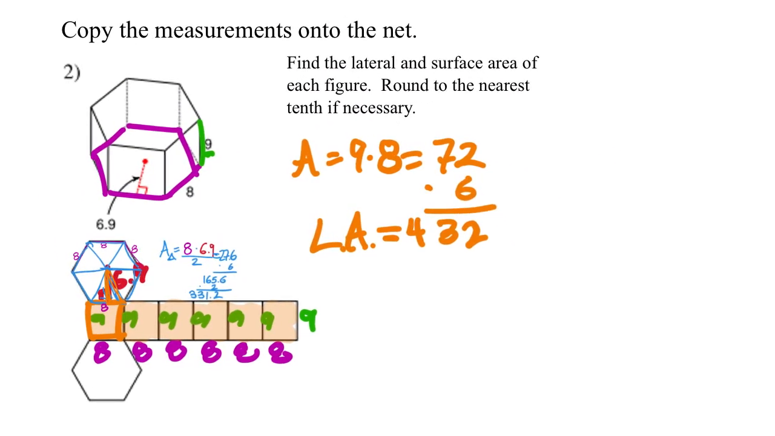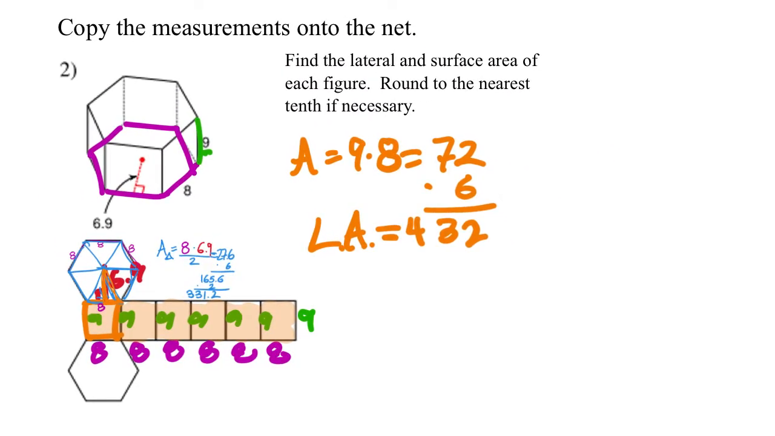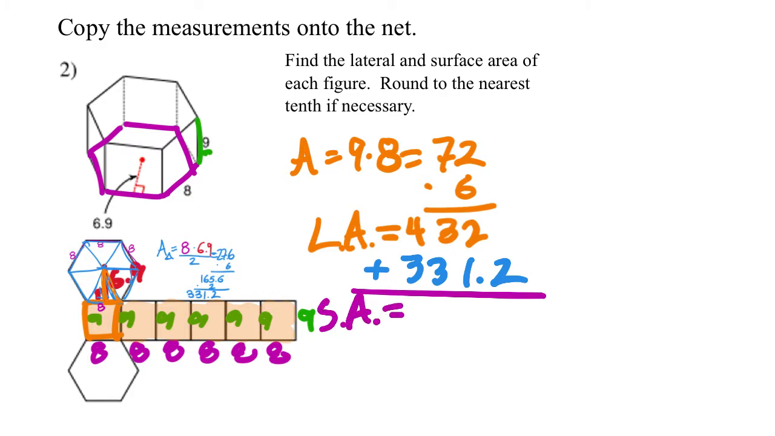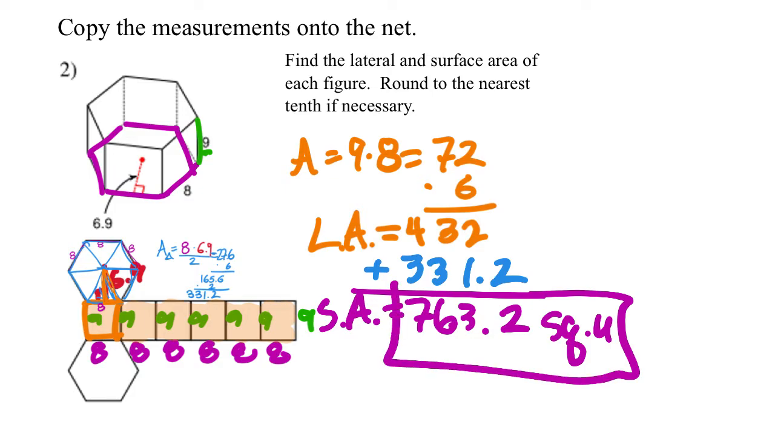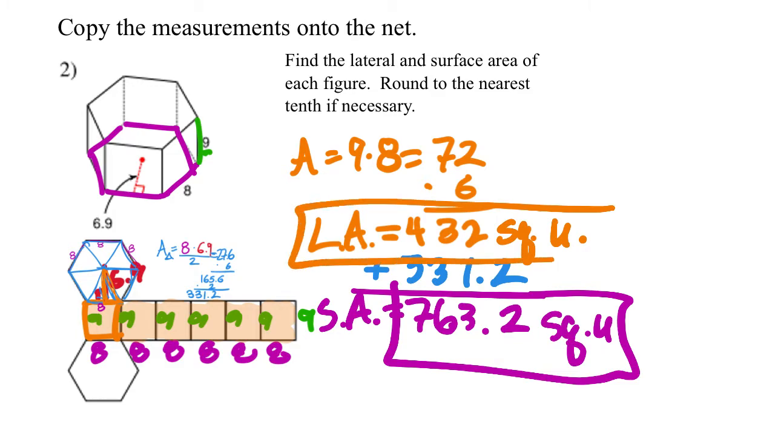Or I'm going to say that it was fun. But to find the total surface area, because we do have the lateral area, we need to take the lateral area and add the surface area of those 2 hexagons, which was 331.2. And whatever we get out of this will be the full surface area. Sometimes we'll just say SA. So what is that? 763 square units. That's what I'm going to say. Same with the 432, that would be in square units, as the lateral surface area.